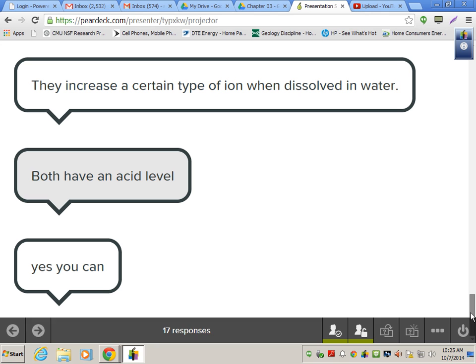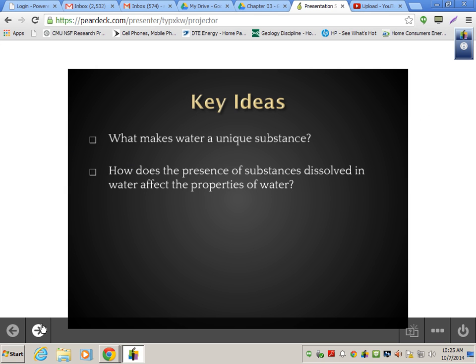That's true. Okay, so I've got a lot of good solid things there, and then I've got some that are misconceptions, which is kind of good to identify right now because I see a few things we need to talk about. But today we're going to be taking a look at what makes water a unique substance. Most of this we've talked about: cohesion, adhesion, polarity, hydrogen bonding. But then we're going to look at how the presence of other substances dissolved in water affect the properties of water. So if I gave you an ionic compound, is that going to dissolve in water?